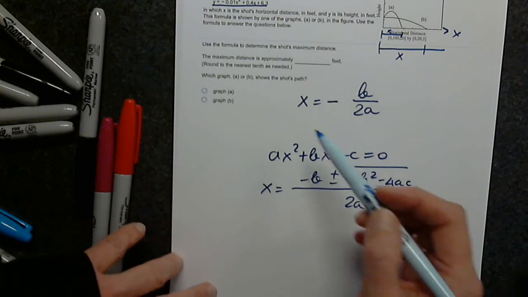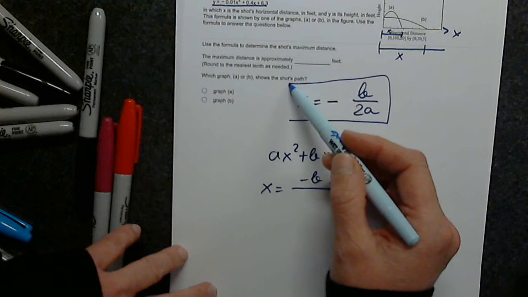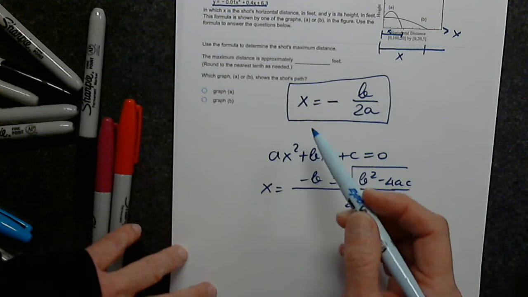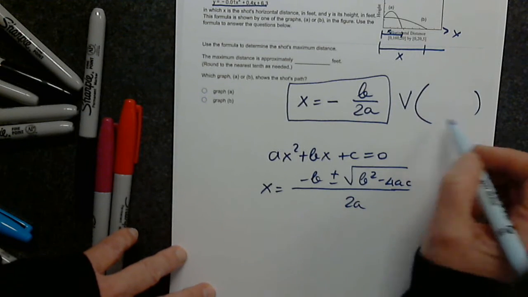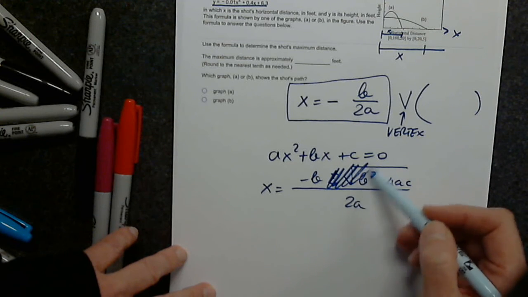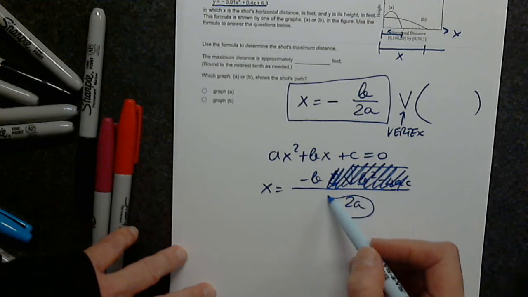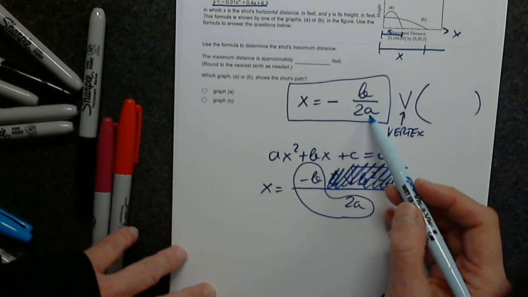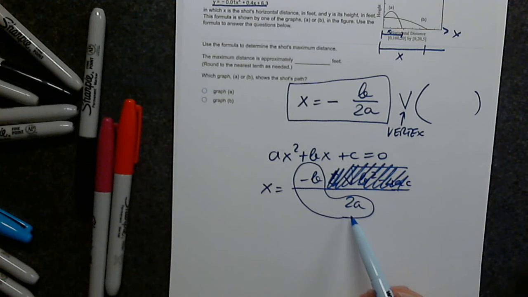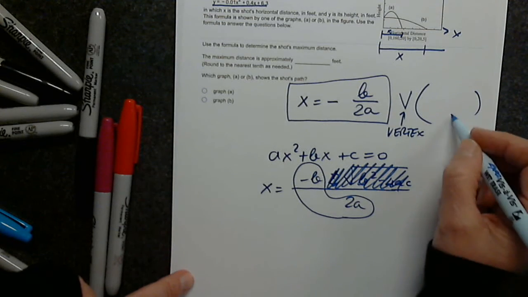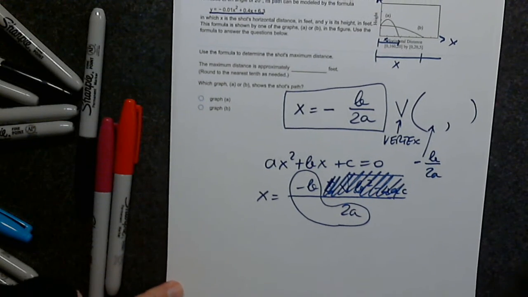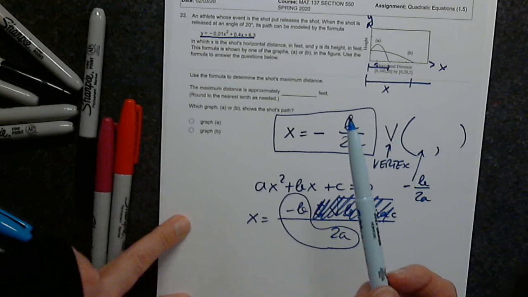Here's why. Because I want you to remember that the x-coordinate of the maximum or minimum, in this case it's a maximum, called vertex, is this. That's why I put it up here. Okay? So the x-coordinate of the vertex will be negative b over 2a. Let's calculate it. So that's one way.